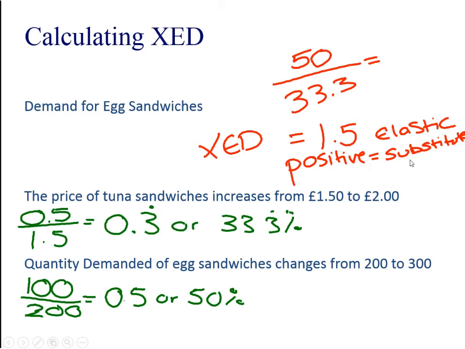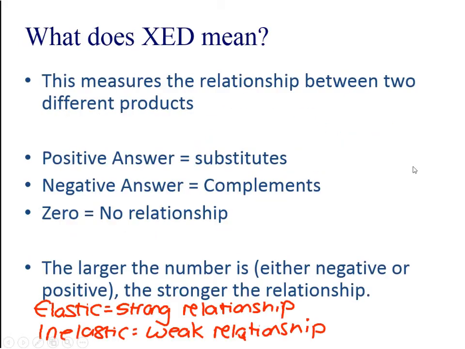Now, when you work out the figure, say you're in the exam and you're a little bit stressed and you're thinking, does positive mean substitutes? Does it mean complements? Look at the products. It's usually quite common sense based. I would imagine tuna sandwiches and egg sandwiches are substitutes for each other. They're not particularly complements, but just make a decision based on logic if you can't remember. But yeah, if it comes out positive, it is a substitute for each other.